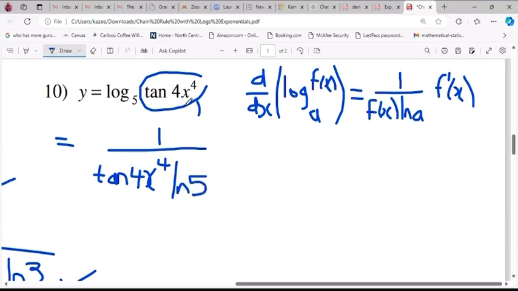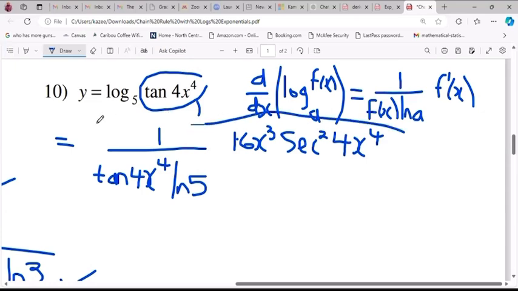Then I want to differentiate this now. In differentiating it, don't forget, we're going to have 16x cubed. Now, differentiating tan is going to give sec squared. So it's going to be sec squared of 4x raised to the power 4 right now. Take a look at that. So that's going to be my final answer.